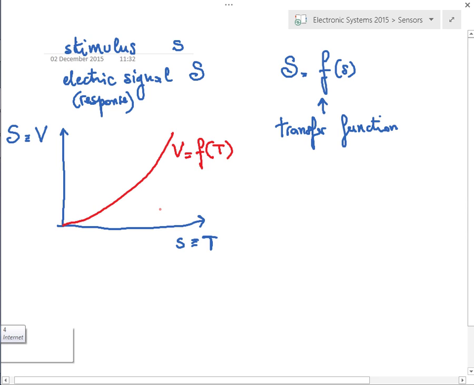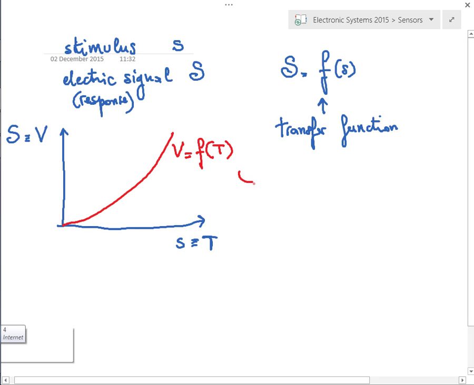Of course, in general, it is not linear. It can have more or less any shape. Hopefully, it has just one value for any temperature, but it can also have more than one value, and this, of course, complicates the matters, but we shall see in a few minutes what happens. So we have this transfer function.